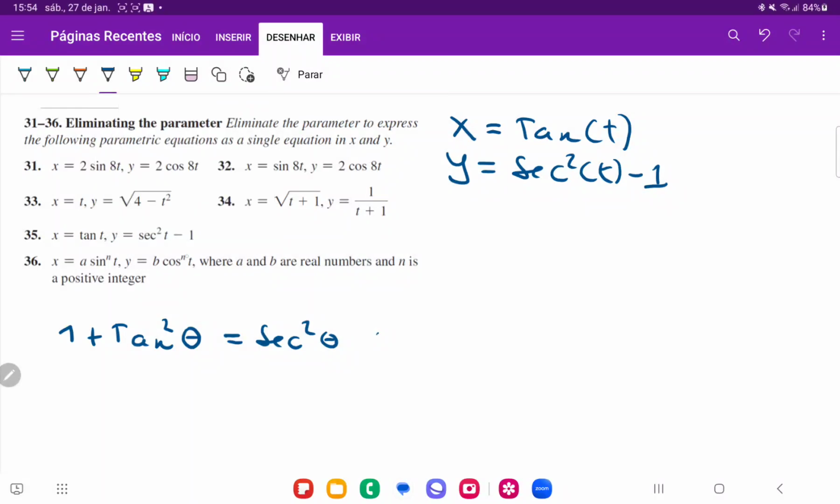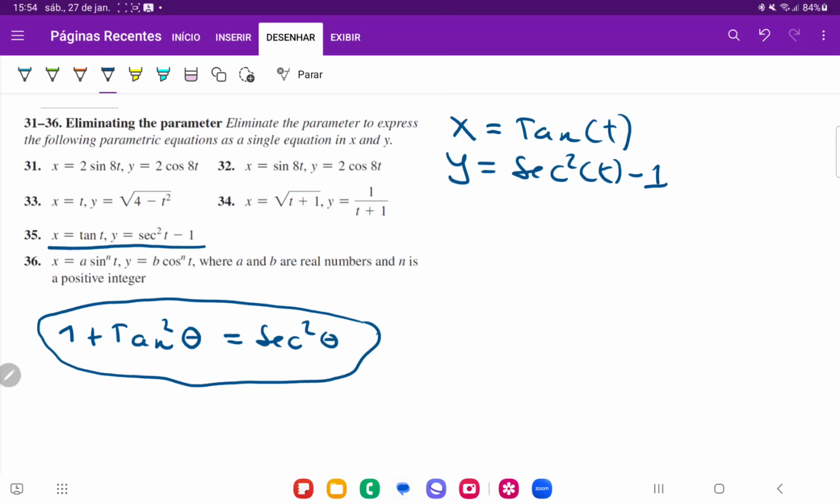For number 35, we're given these two parametric equations, and we're asked to eliminate the parameter t. The parameter t is stuck inside a trig expression. So the way that we're going to get rid of the trig expressions is by using the following identity that relates the square of the tangent with the square of the secant.